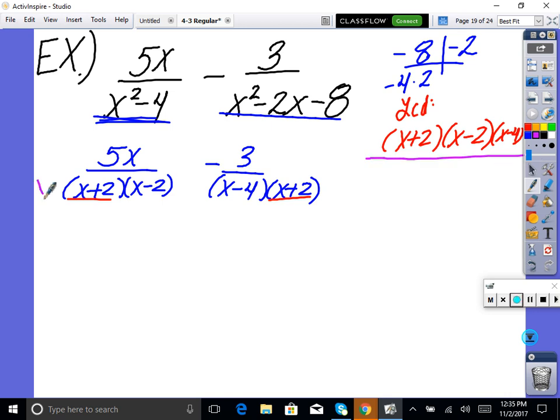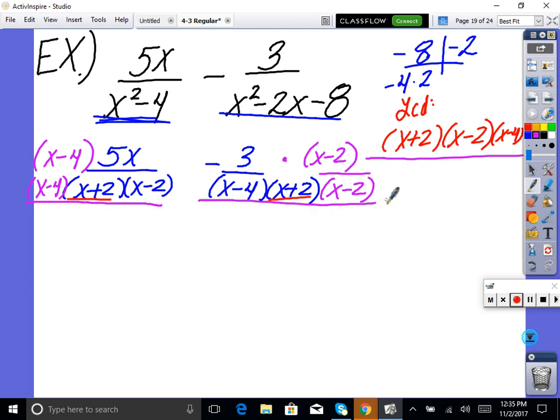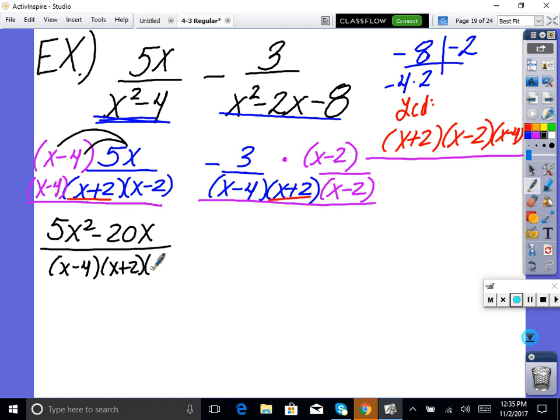Okay, let's multiply by x minus 4. Use parentheses, x minus 4. What do I need to multiply this one by? Times x minus 2. Look at the denominators. The same, the same. We're good. The next step is to multiply out your numerator. 5x times x. 5x times negative 4, minus 20x. And that's all over (x minus 4)(x plus 2)(x minus 2).